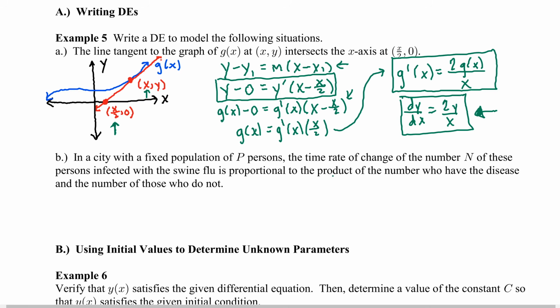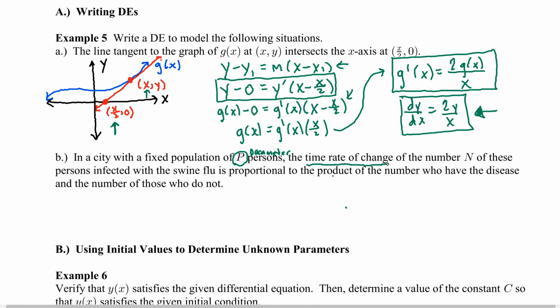So let's take a less geometrical approach on the next example. In a city with a fixed population of P persons, okay, we have a fixed population, so P then is what we call a parameter. That would be an actual number representing a given population. The time rate of change of the number N of these persons infected with the swine flu is proportional to the product of the number who have the disease and the number of those who do not.